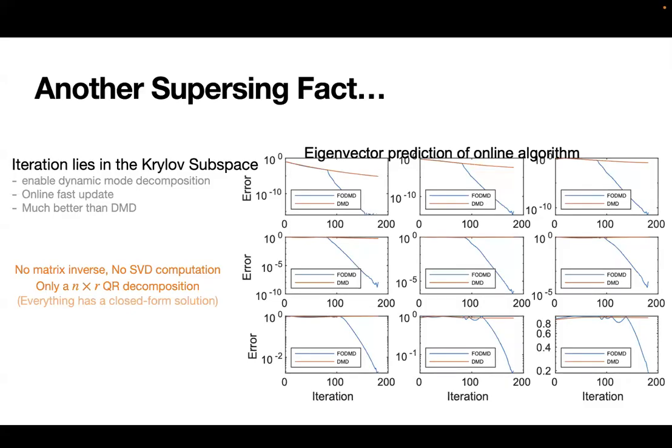We don't need to rely on this kind of top eigenspace. So we get rid of these top eigenspace constraints, and we can always improve our algorithms over the naive dynamic mode decomposition.